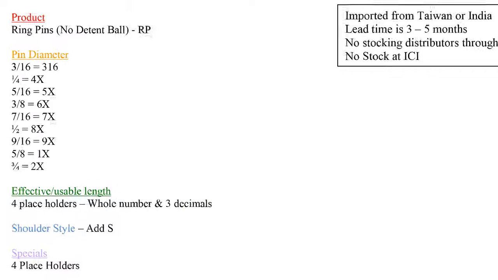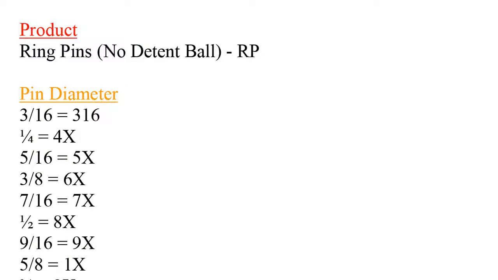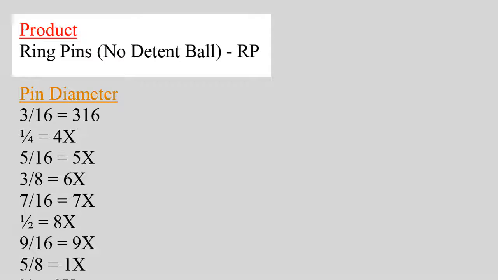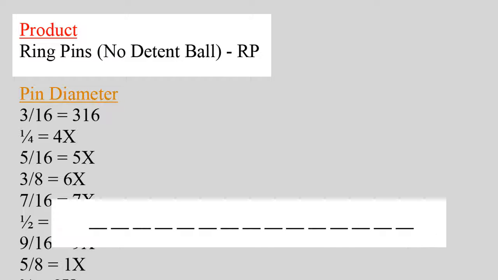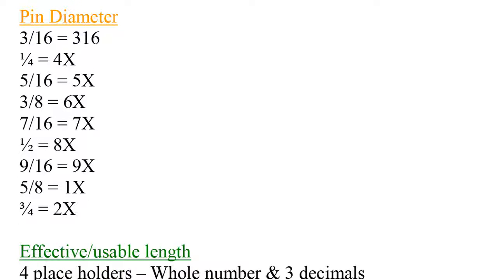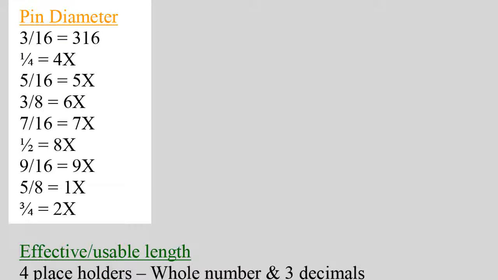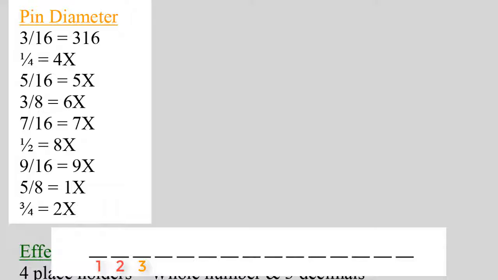To start, take notice that the product listed in red is a ring pin. All ring pin part numbers will be a 2-digit designator taking up the very first 2 spaces. All ring pins start with RP. Next we move on to the orange section labeled pin diameter. All but one pin diameter will be listed within 2 digits in spaces number 3 and 4 of the part code. Each fractional diameter translates to a 2-digit designator.